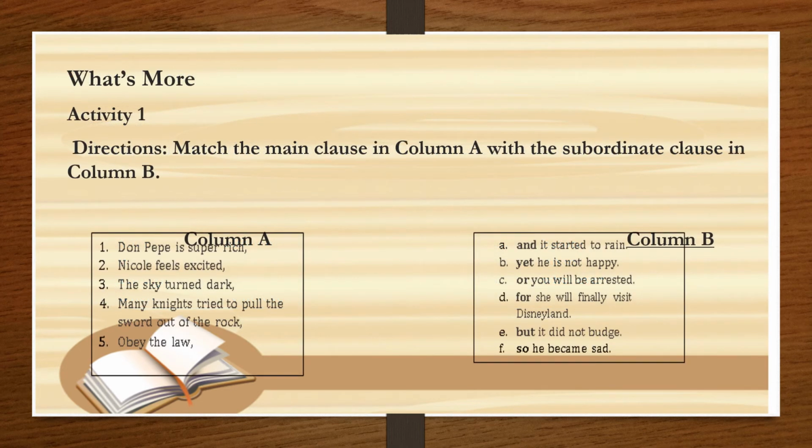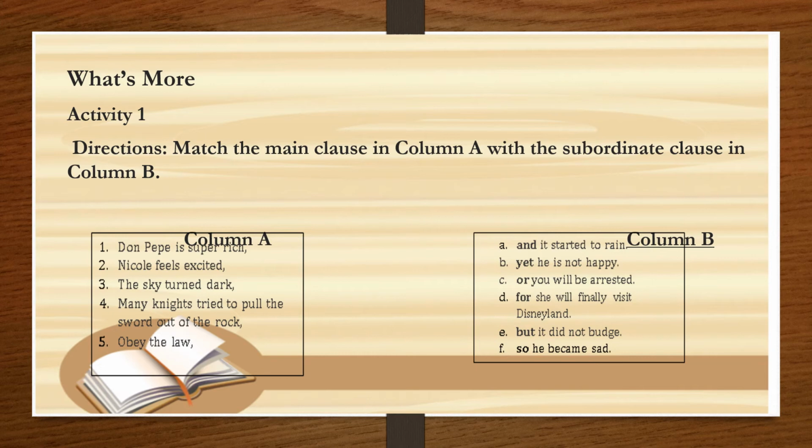What's more? Activity 1, directions: match the main clause of column A with the subordinate clause in column B. So for column A, we have number 1, Don Pepe is super rich. Number 2, Nicole feels excited. Number 3, the sky turned dark. Number 4, many knights tried to pull the sword out of the rock. And number 5, obey the law.